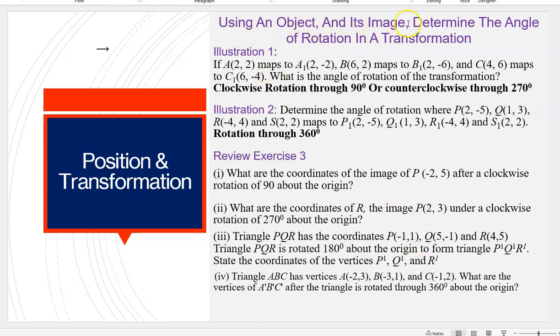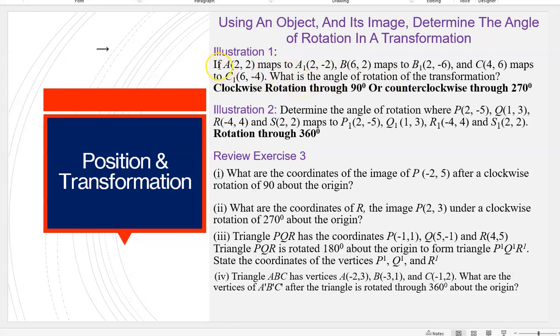Using an object and its image, determine the angle of rotation in the transformation. Here again, they can give you a point and its image, and they will ask you to determine which angle of rotation was used. So still use the formulas to see which one works. Whichever one works is the answer.